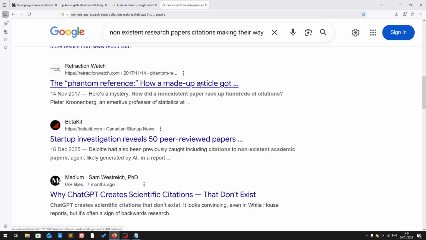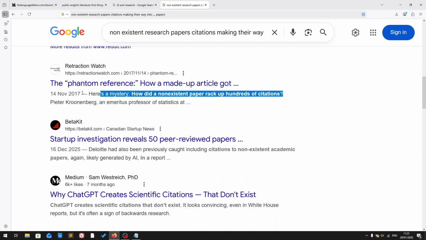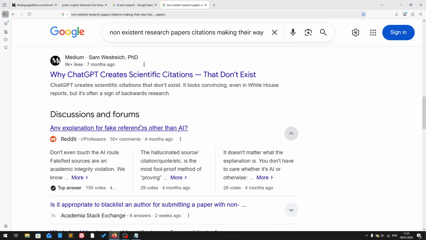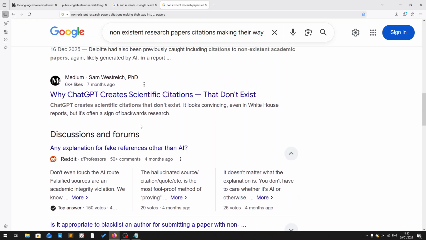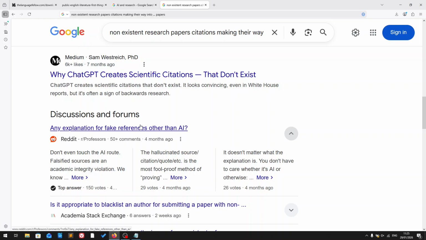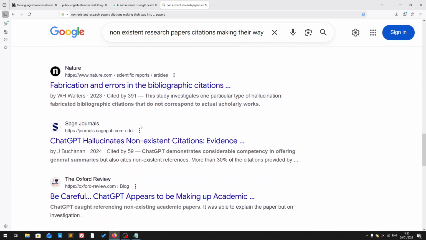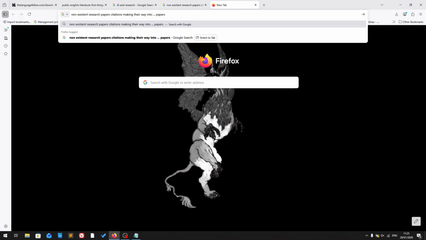How a made-up article got hundreds of citations. See, this is 2017. This is not AI, but how did a non-existent paper rack up hundreds of citations? So there's a lot going on, and you should have an eye out for it. ChatGPT creates scientific citations that don't exist. Okay, so I can give you more on this because I know more on this.